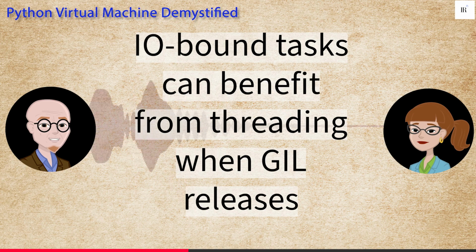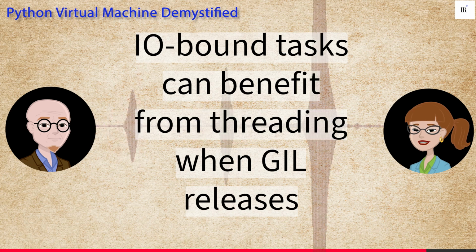Yes. During those waits, CPython often releases the GIL. This allows another thread to grab the GIL and run its Python code. So for applications doing lots of I/O, threading can still provide concurrency and responsiveness, even with the GIL. Okay, so the GIL isn't always a bottleneck. It depends on the workload.